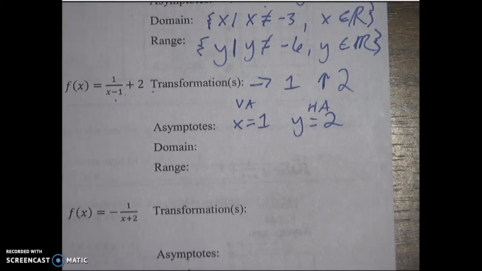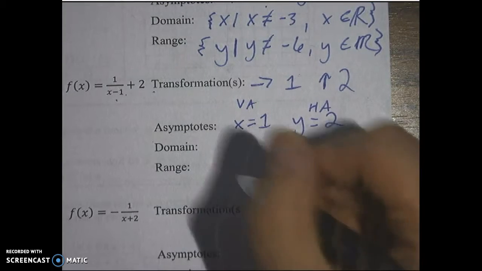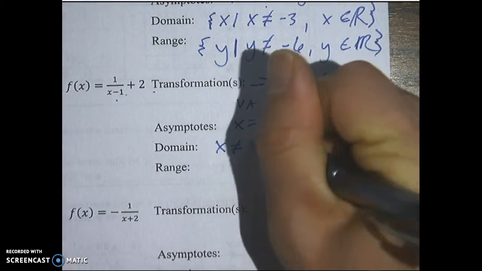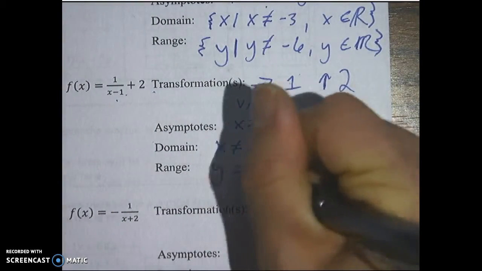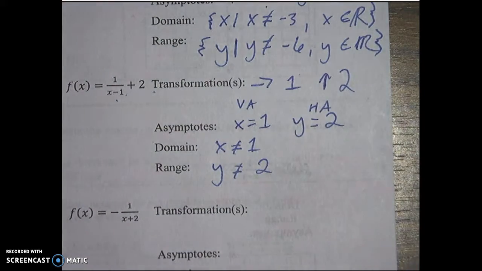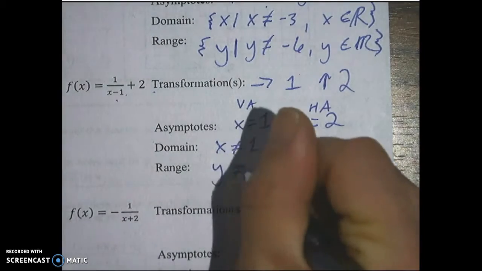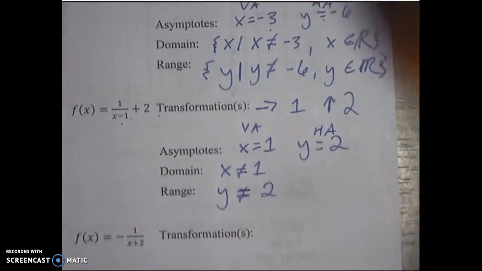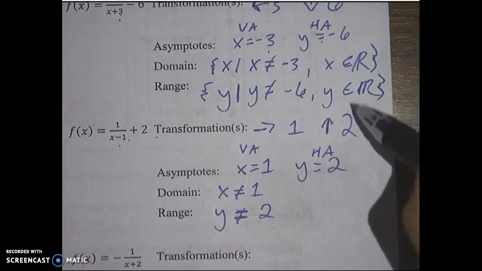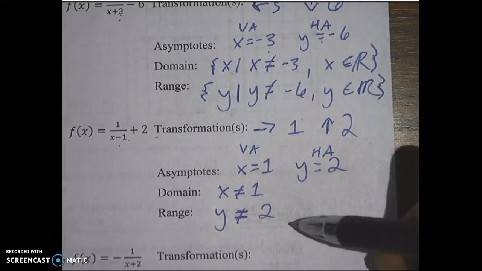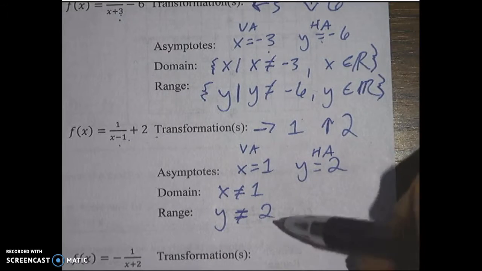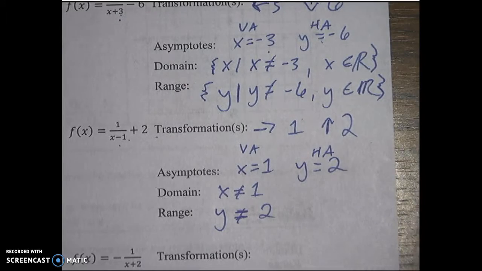Now, with the domain and range, you're normally just going to see it written like this. X can't equal 1. The range, y can't equal 2. That's how we shorthand the domain and range. This is technically correct, but this is acceptable. You can write it both ways. This is probably the way you're going to see it more frequently. Let's do one more of these.